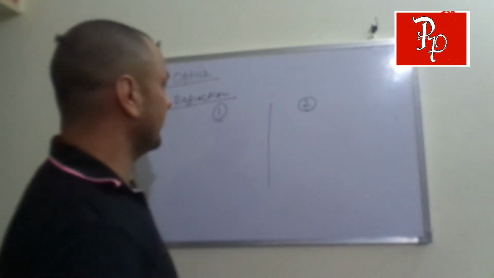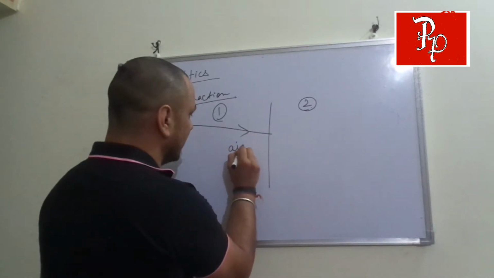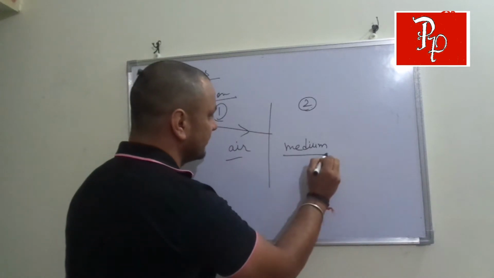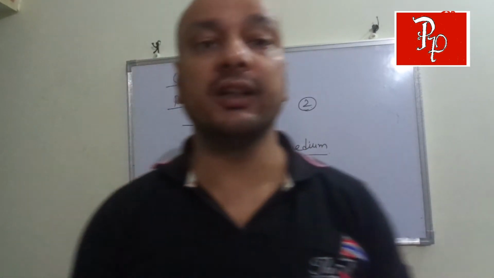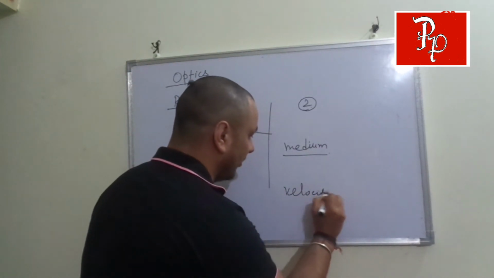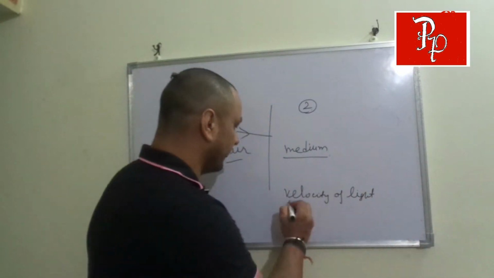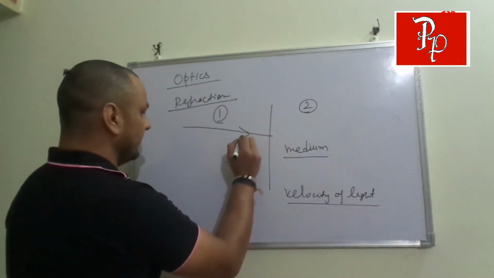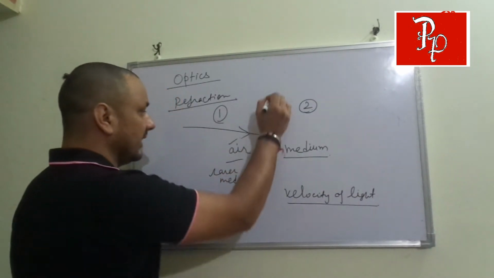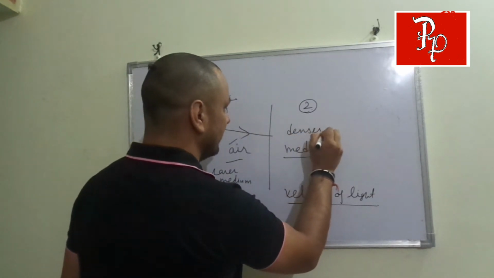What is the first thing what happens whenever light travels from air to any medium? Air से अगर किसी भी medium में light जाएगी, definitely there is a change in the velocity of the light. कौन सा factor change होगा? Velocity of light will be changed. So velocity of light changes. Air is known as rarer medium and any other medium rather than air is known as denser medium.